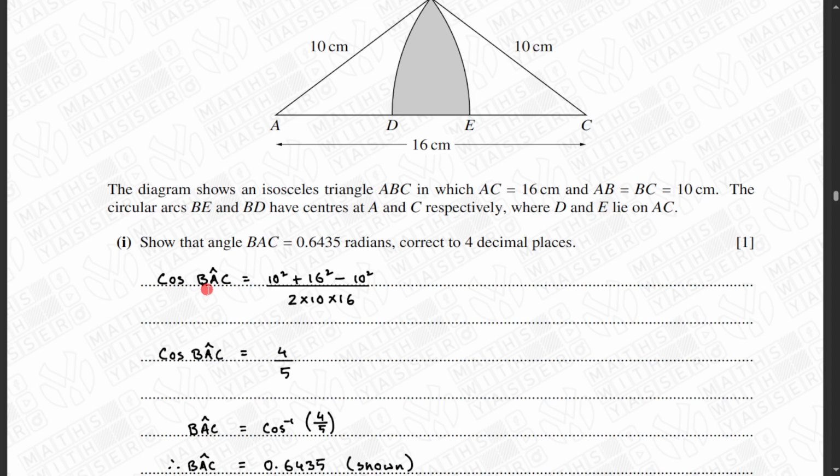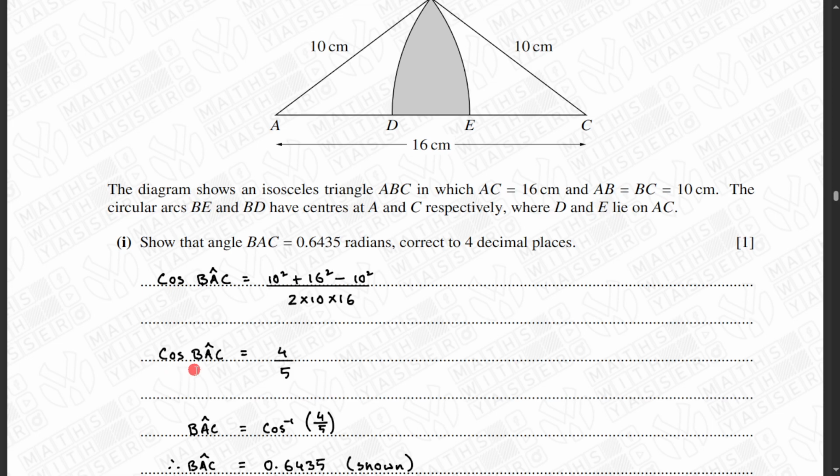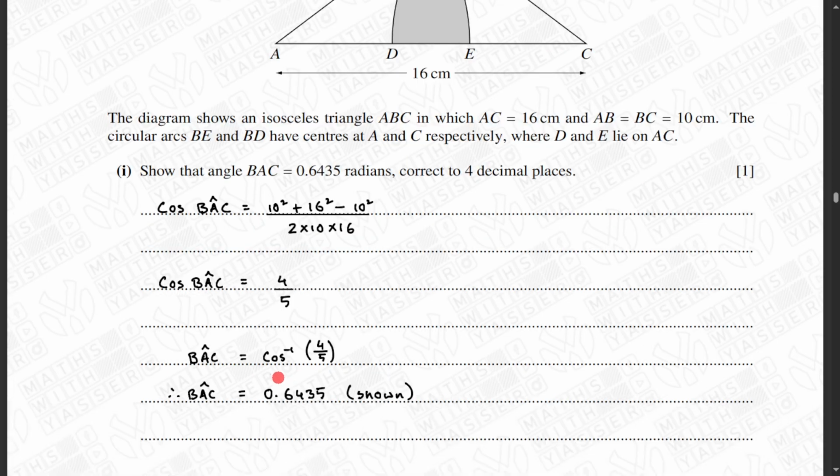So cos BAC, this angle, we are using the cosine rule over here. So cos BAC is equal to 10 squared plus 16 squared minus 10 squared over 2 times 10 times 16. So cos BAC will be 4 over 5. Therefore, BAC should be cos inverse of 4 over 5. Therefore, BAC is equal to 0.6435 radians.